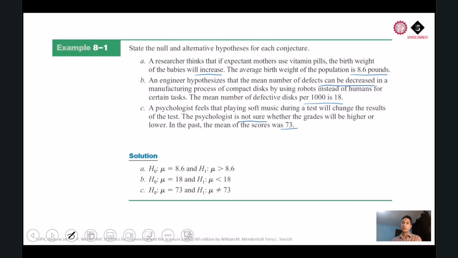So when you write hypotheses, they should be in these forms. The null hypothesis H naught, colon, the mean, and the alternative hypothesis, H sub 1 or HA, colon, and then the right alternative hypothesis or mathematical statement. Okay, so that's how you write hypotheses.